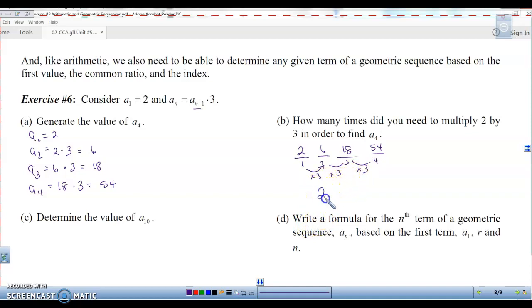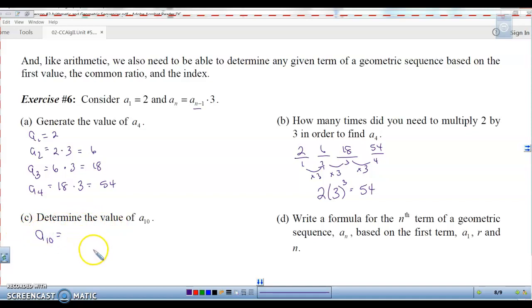So we started at 2. We multiplied by 3 a total of 3 times. Isn't that an exponent? Yeah. So that would be 3 to the third, which is 27, times 2 is going to be 54. So that's how we did it. We did the first term times the multiplier, a total of 3 times because we went from the first term to the fourth term. Okay, so let's use that rule to figure out the value of a10.